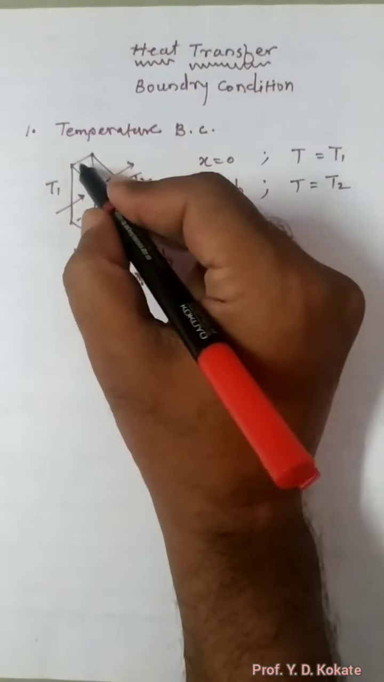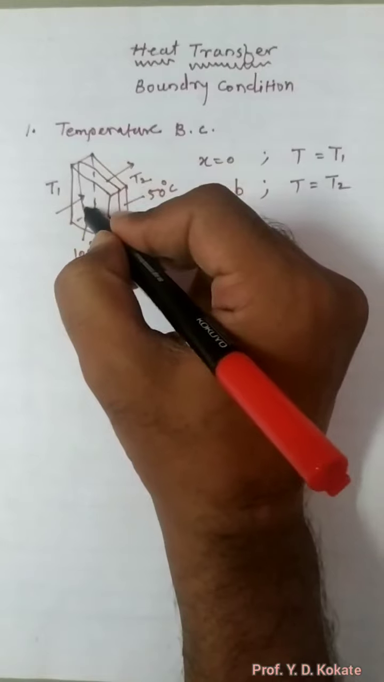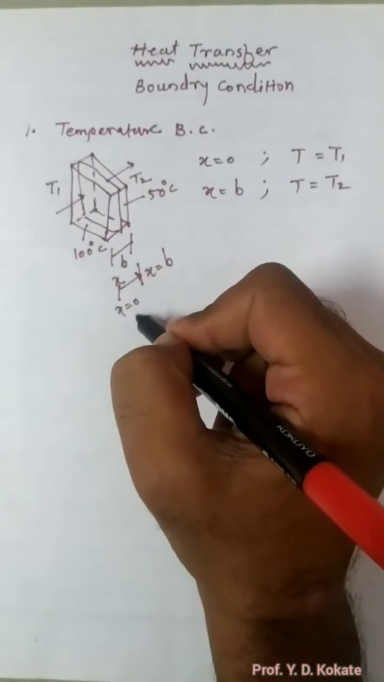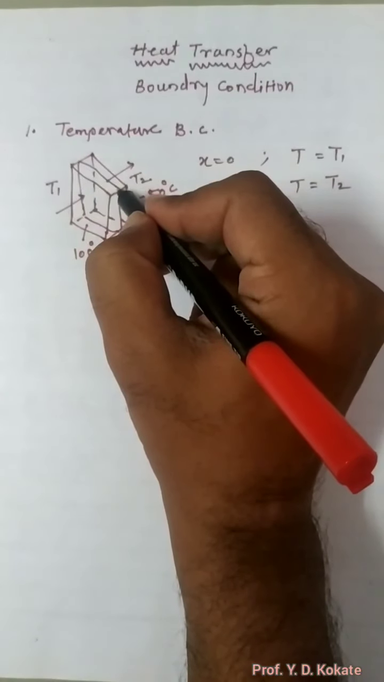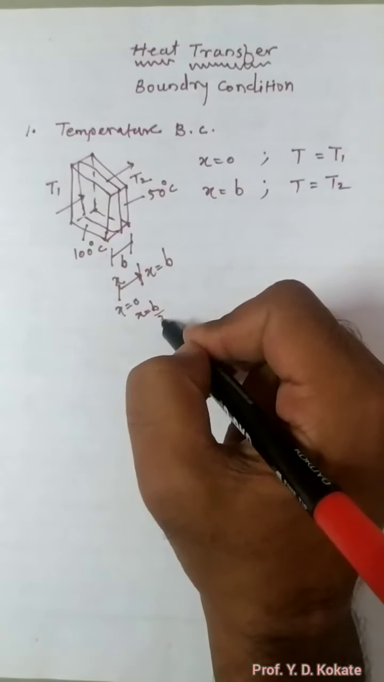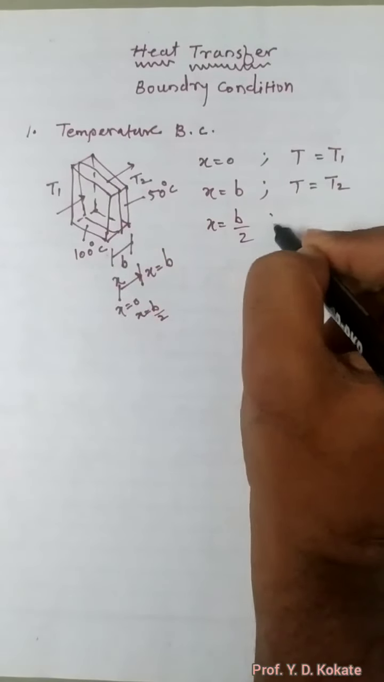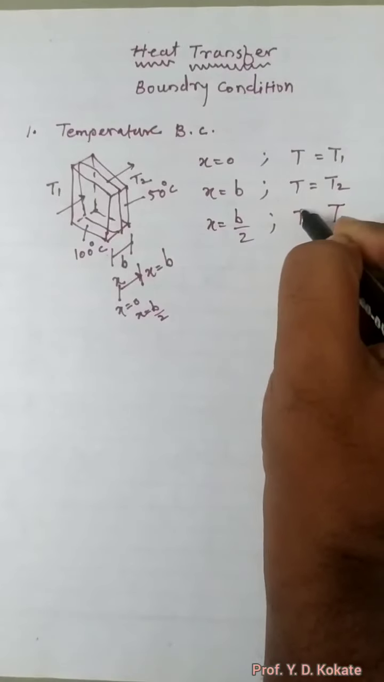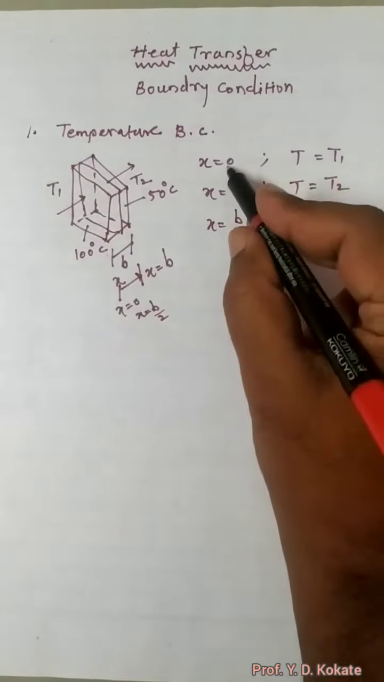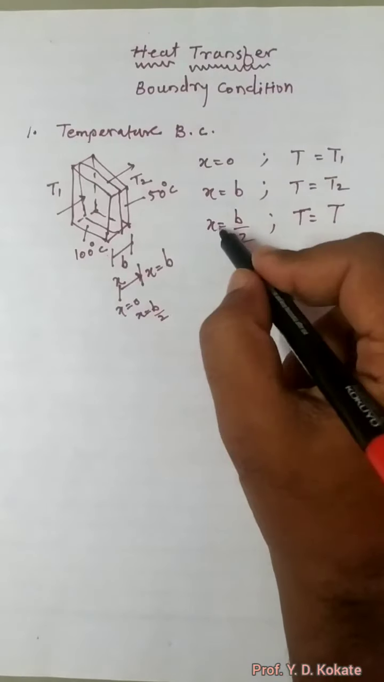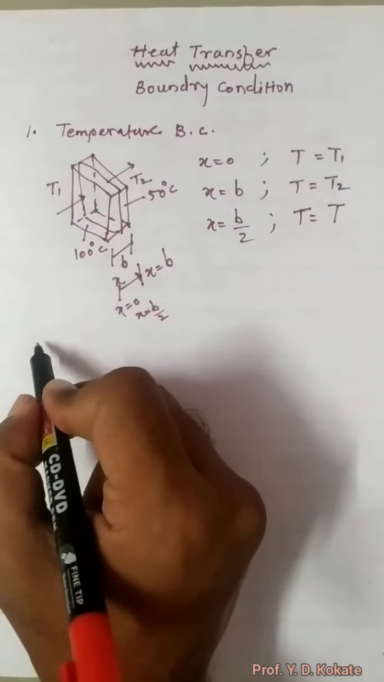Now if I ask you what is the temperature of this plane, that also we can determine. At that time X will be somewhat different. If it is exactly at the mid, then X is equal to B by 2, and T becomes T. So T is nothing but the temperature which changes. When X is 0, T becomes T1. When X is equal to B, at that time it becomes T2. So this is the first boundary condition.